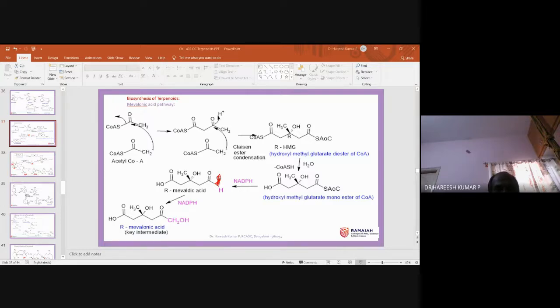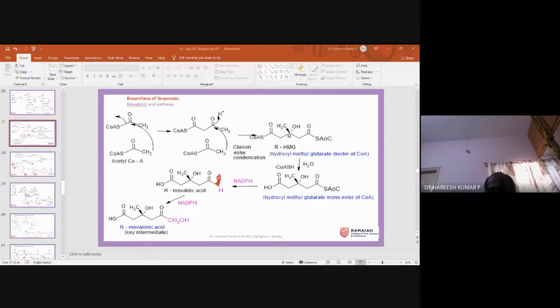So when malonyl coenzyme A reacts with one more equivalent of acetyl coenzyme A, there will be a formation of the hydroxymethyl glutarate diester of coenzyme A. On partial hydrolysis, one of the coenzyme A groups will go out as a leaving group, forming an acid monoester of coenzyme A.